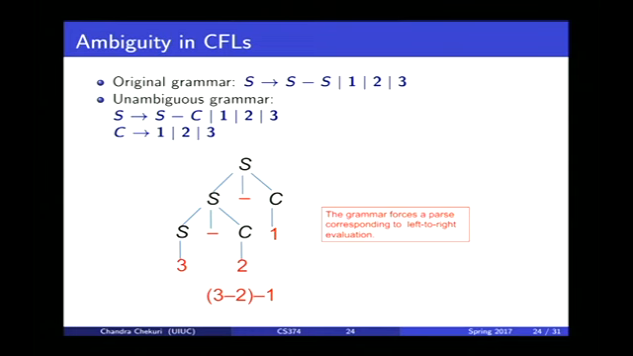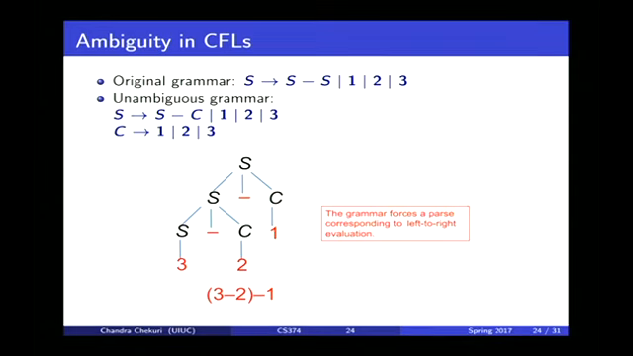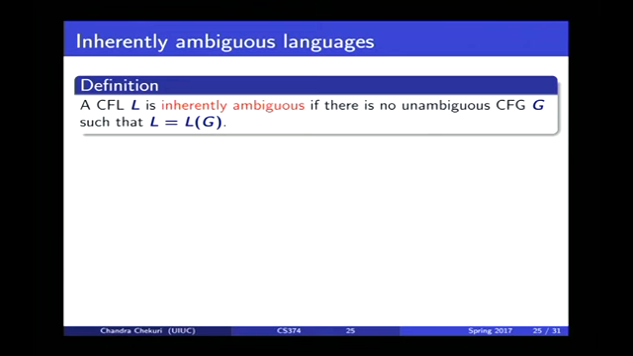Okay, but this is just background. It turns out that some languages are inherently ambiguous. What does it mean? That there are context-free languages such that there is no unambiguous grammar which generates it.